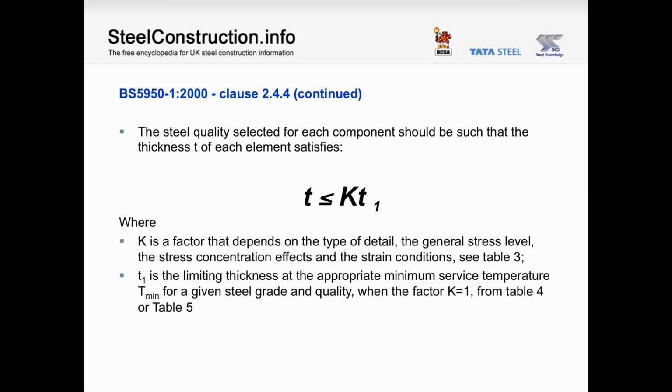Tables 4 and 5 allow for the steel grade and the temperature the steel will be subject to, and we multiply that T1 by a factor K that makes allowance for the stress level in the steel and the fabrication detail.